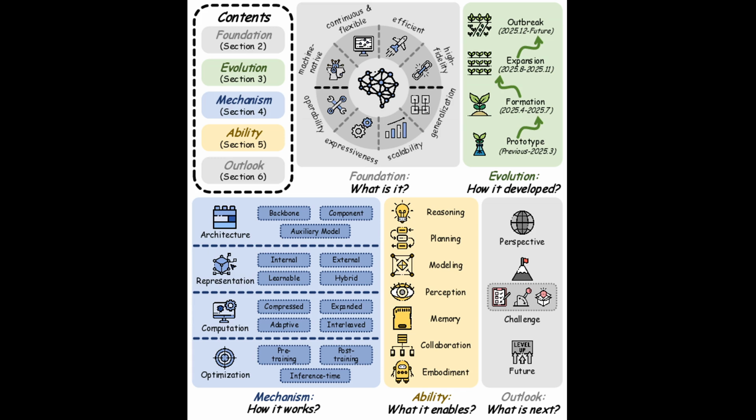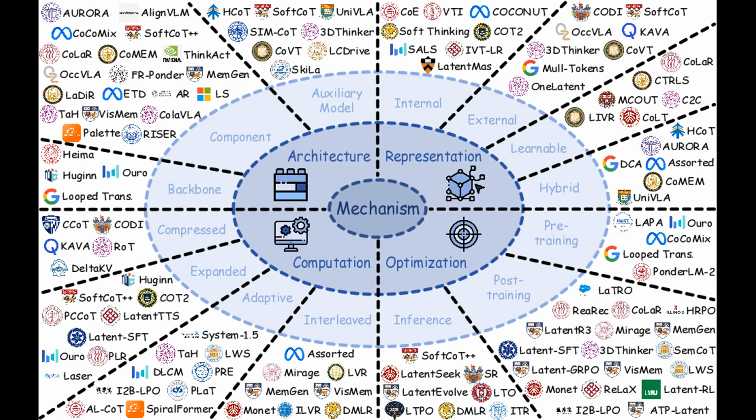And these mechanisms unlock specific abilities. This is the most exciting part. When you compute directly in latent space, you enable things like true multi-step reasoning, internal planning before any action, building rich world models. Even perception and memory become more fluid. It supports collaboration between specialized modules and is essential for any kind of embodied AI. The ability spectrum is vast. So it's not just for making better chat responses. It's for building a more general, flexible intelligence.